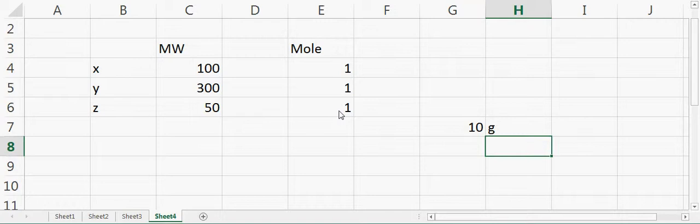So how do we approach this problem using Excel? These are some of the basic things which a student has to deal with during homework or in the lab, so we'll show you how to calculate this. As we know, the total moles is 1:1:1, so it's 3 moles.